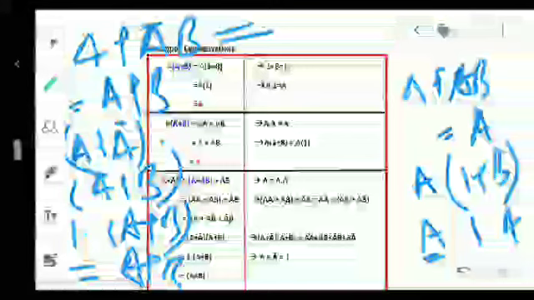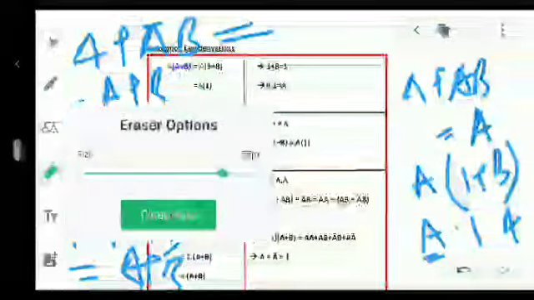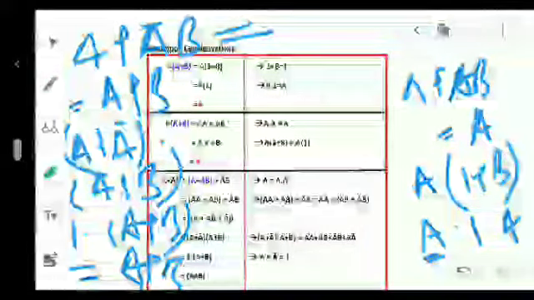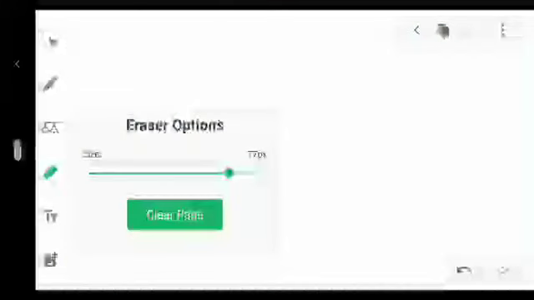This is one way in a simple manner, or you can use the formula that I have mentioned over here also. In this way also you can prove that.